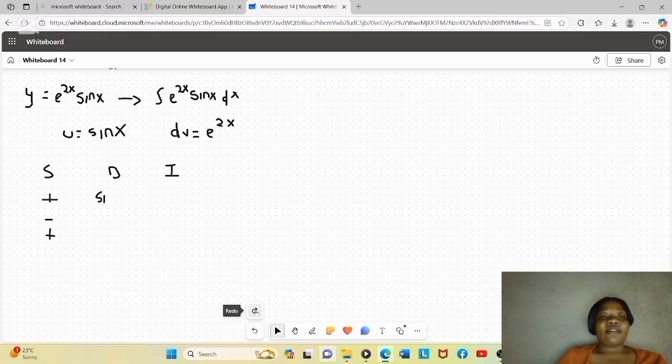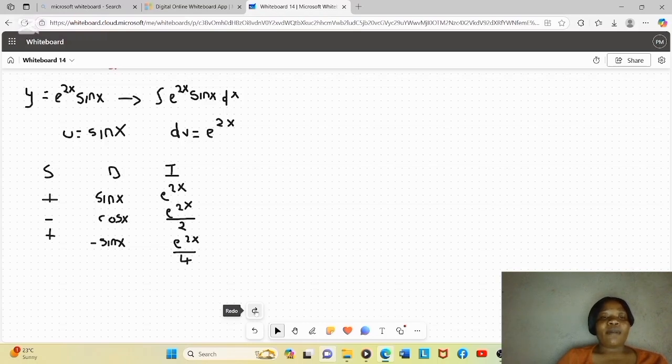Our u is sine x. Then we differentiate sine x, and we get cos x. Then we differentiate cos x, we get negative sine x. Our dv is e to the power 2x. When we integrate e to the power 2x, we get e to the power 2x over 2. We integrate what we got, then we get e to the power 2x over 4. Then since we have obtained the common function as the first row, we're going to stop here.